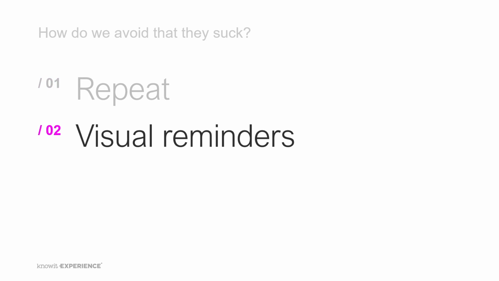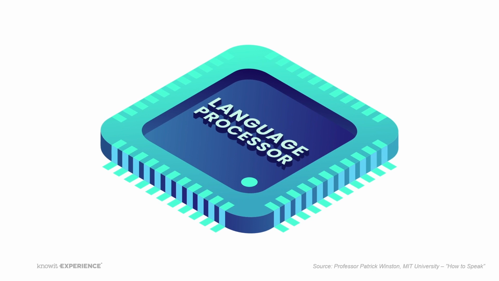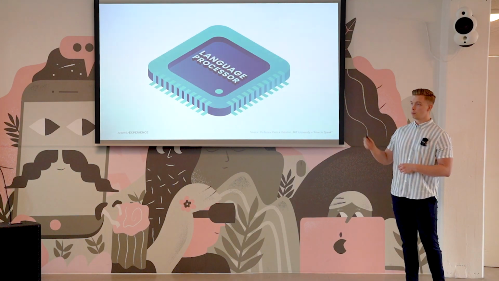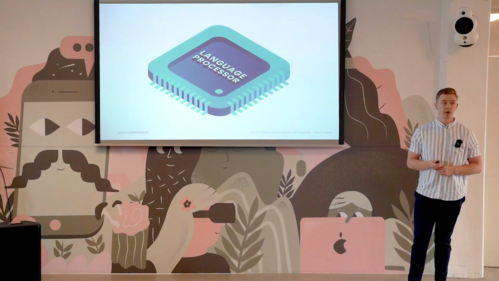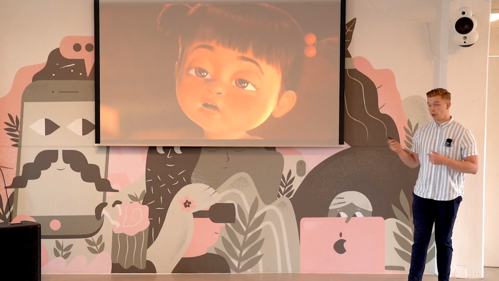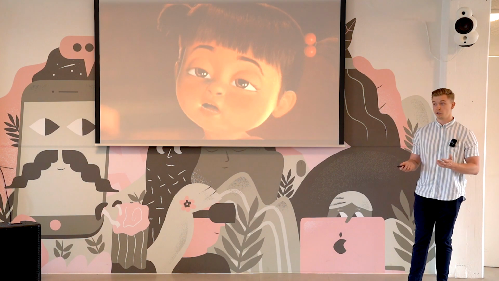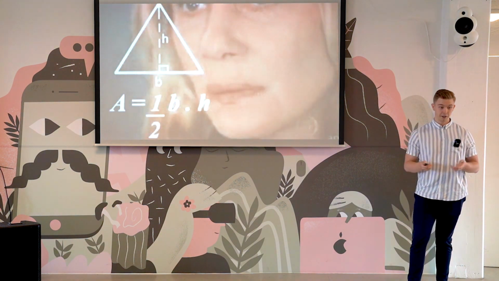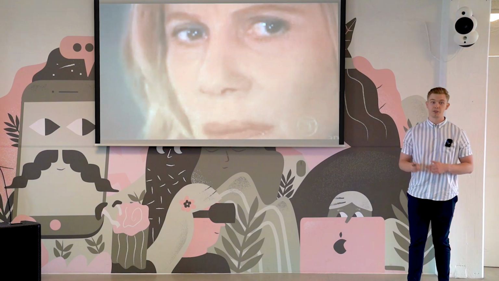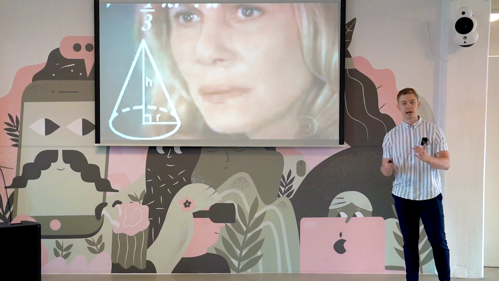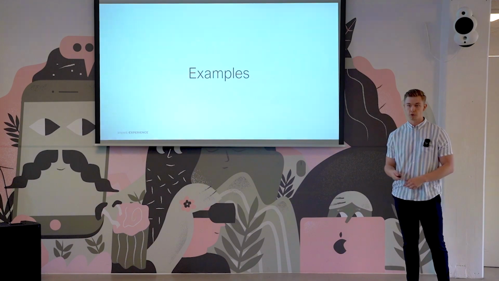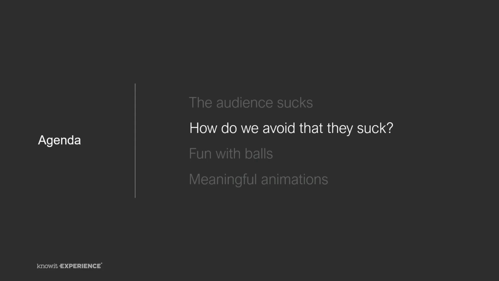The next step is visual reminders. When people do get distracted, we need to bring them back somehow. If we acknowledge that people have one language processor, and that they will get distracted and sit in the audience trying to figure out where we are in the presentation, we need some kind of mechanism to bring them back. That's what visual reminders are. A classic example is using the agenda throughout the presentation. It's a list that people recognize, a visual cue that we're going from one point to the next.